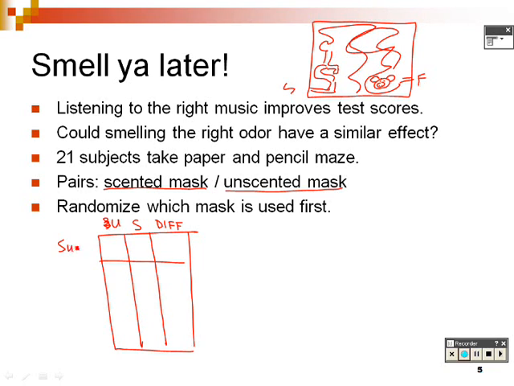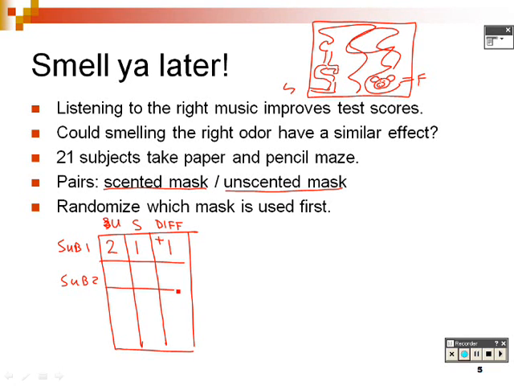So for subject 1, let's suppose subject 1 takes 2 minutes with the unscented, and then takes 1 minute with the scented, which would suggest that the scented did help. We're going to subtract those, and we're going to get 1. So a positive number refers to something where the scented was to our benefit.